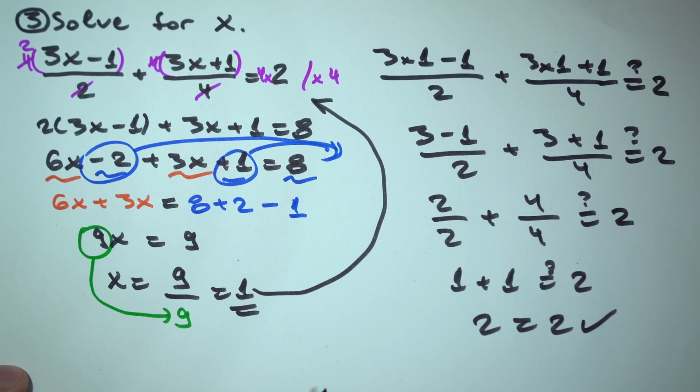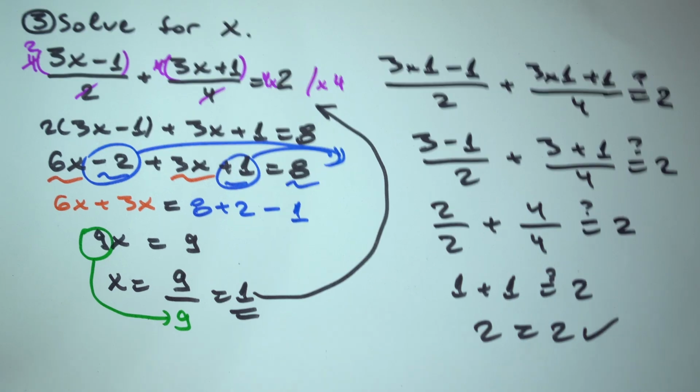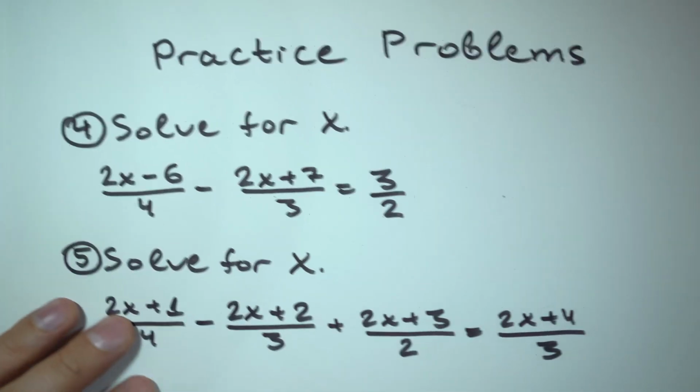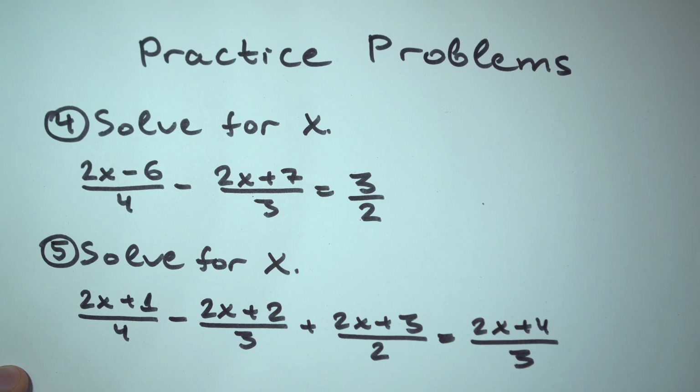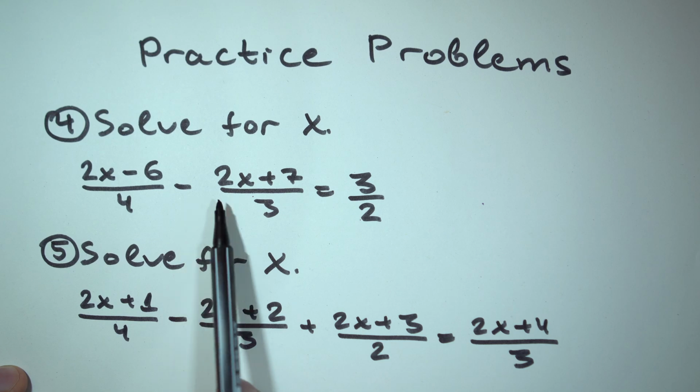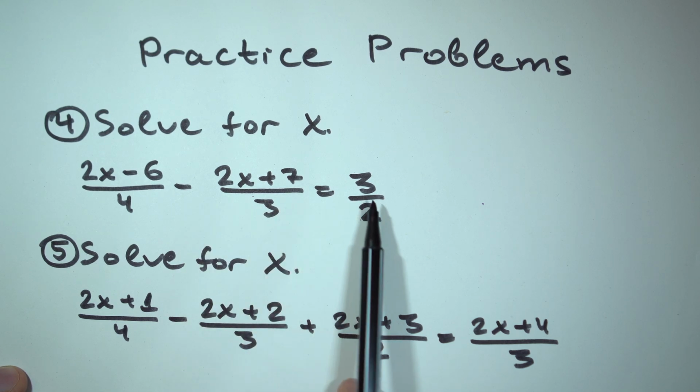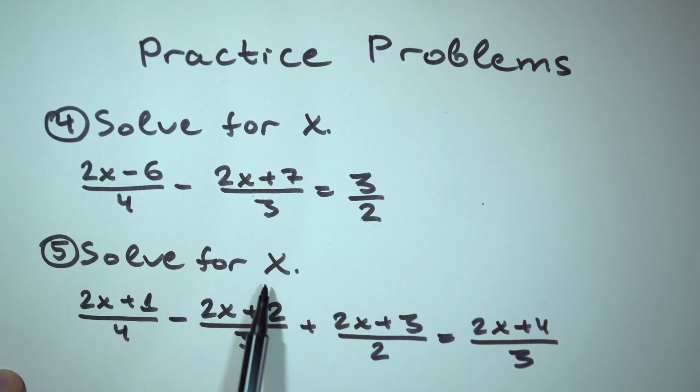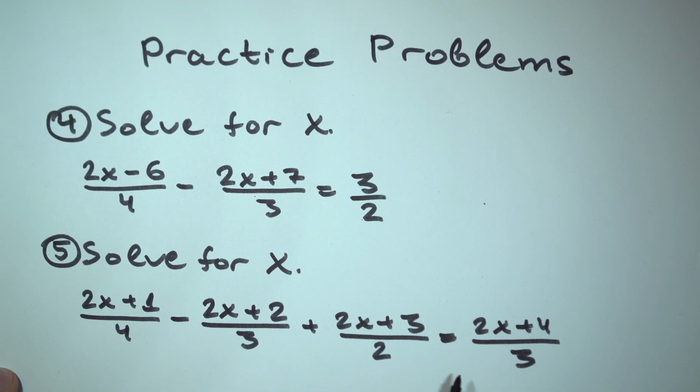I hope that now you can feel a little bit more comfortable when it comes to linear equations with fractions. However, to cement your knowledge, I have prepared several practice problems that you can solve by yourself. Here they are. Problem number 4. Solve for x. 2x minus 6 over 4 minus 2x plus 7 over 3 equals 3/3. And problem number 5. Again solve for x. 2x plus 1 over 4 minus 2x plus 2 over 3 plus 2x plus 3 over 2 equals 2x plus 4 over 3. You can find the answers in the description below.